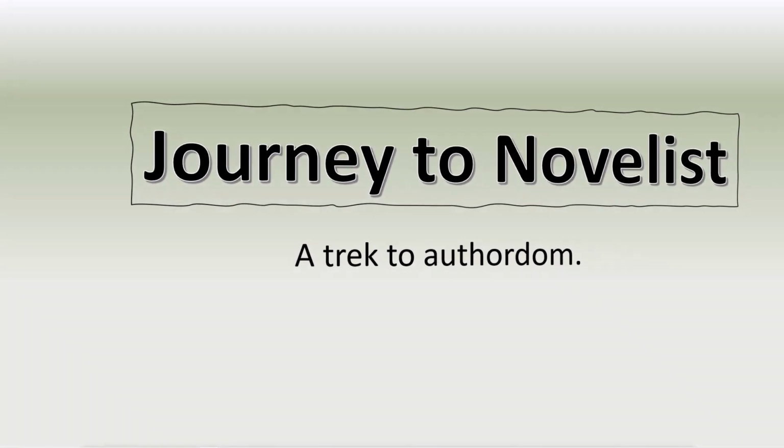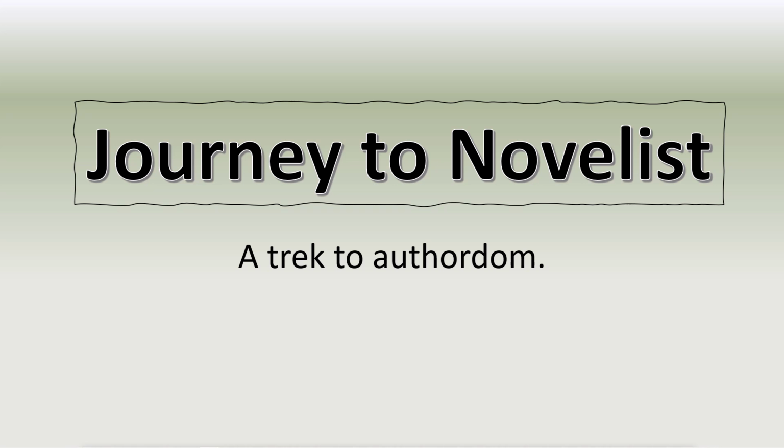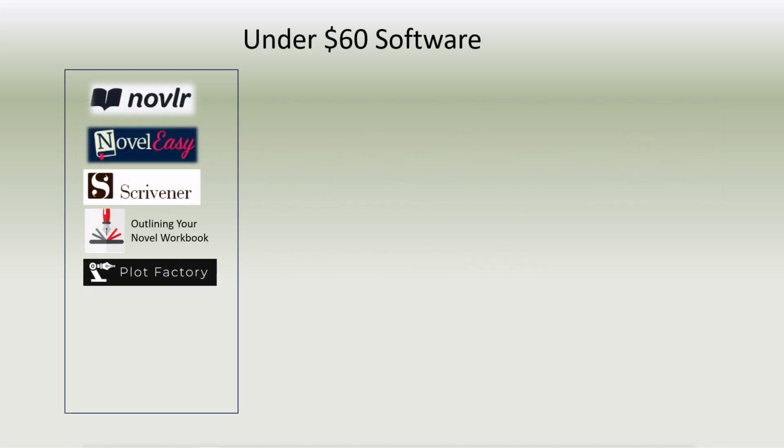This channel is devoted to new writers and those writers new to pursuing the goal of becoming a published author. This video is part of our series of videos looking at software designed specifically for writers that you can get for under $60, and that is $60 for either a year's worth of service or $60 to buy the software outright. So far, we've looked at Noveler, Novel Easy Scrivener, Outlining Your Novel Workbook, and Plot Factory as part of this year's series that is for 2024.